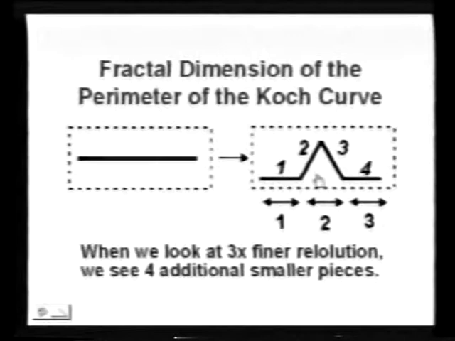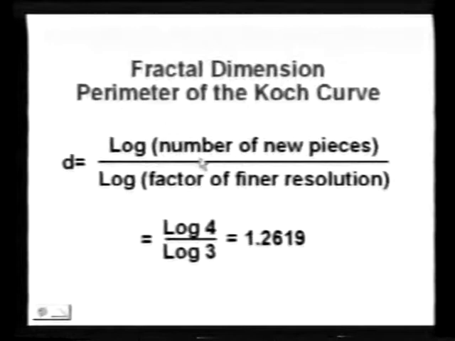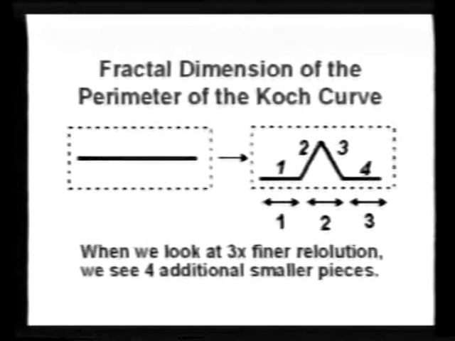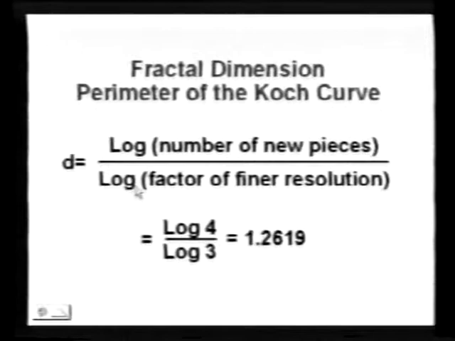And so the dimension is the log of the number of new pieces divided by the log of the factor of the finer resolution. It's the log of the number of new pieces divided by the log of the change in resolution, which is log 4 over log 3. So the dimension of the Koch curve is 1.269.